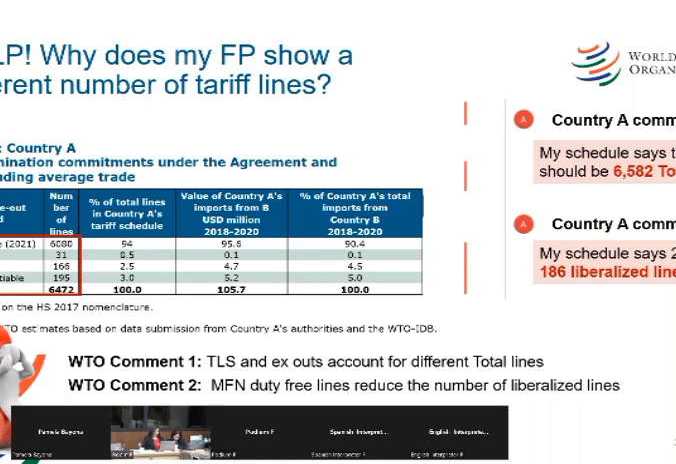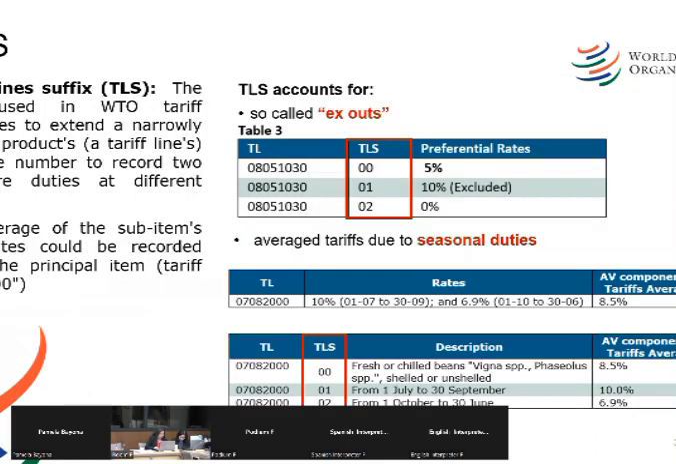And also there are cases where TLS and X-outs account for different total lines. We can see it in the next slide, the tariff line suffix, TLS. It is the code used in the WTO tariff database to extend a narrowly defined product, a tariff line HS code, to record 2 or more duties at different levels. So actually we follow the IDB processing, because if they have these instances, they put suffixes in order to distinguish one tariff line with different rates.